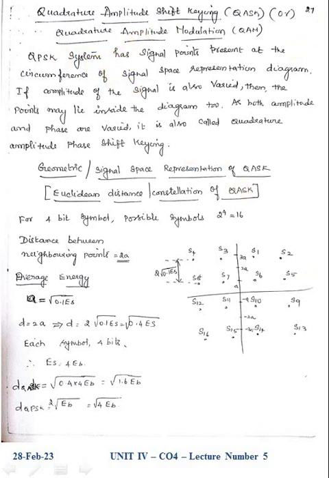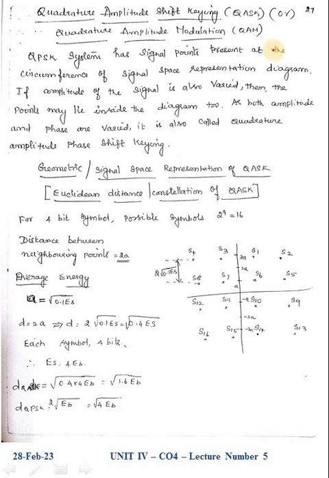The QPSK system has signal points present at the circumference of the signal space representation diagram. If the amplitude of the signal is also varied, then the points may lie inside the diagram. As both amplitude and phase are varied, it is called quadrature amplitude phase shift keying. This is a geometric signal representation of QASK, and the Euclidean distance constellation of QASK is given in this diagram. As I told, amplitude as well as phase shift is going to be there.